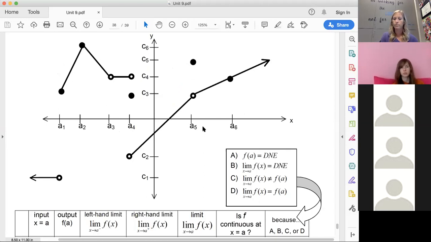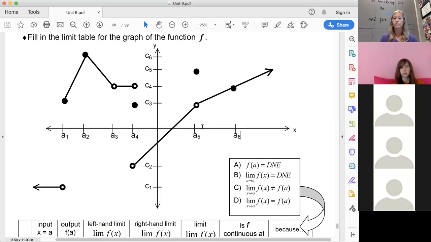Okay. So if the dot was filled in on A5, then the function value is C3, and the limit is also C3. That would be like A6. Okay. That's what you're looking at, A6. So at A6, you would say the function value is C3 or C4, the limit is C4, therefore it's continuous because of reason D, because the limit exists, the function value exists, and they're the same number.